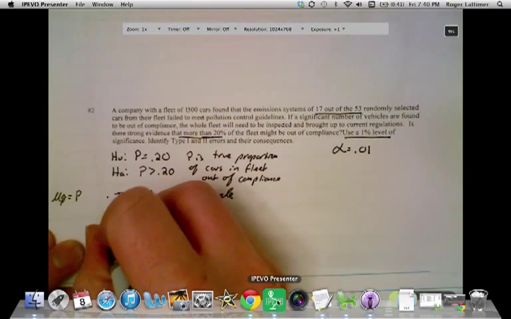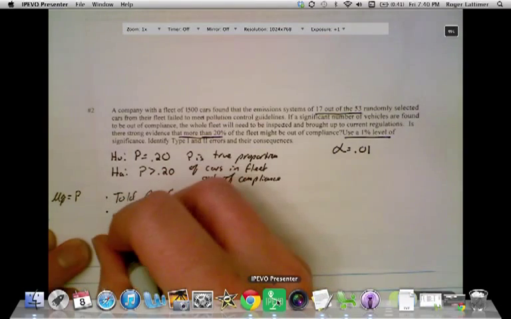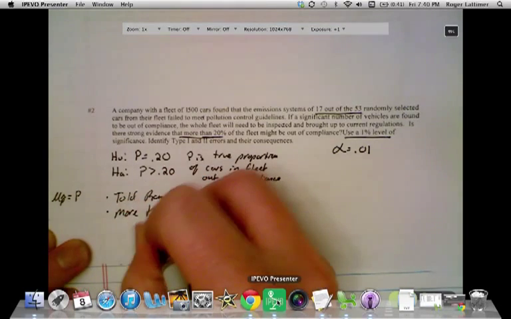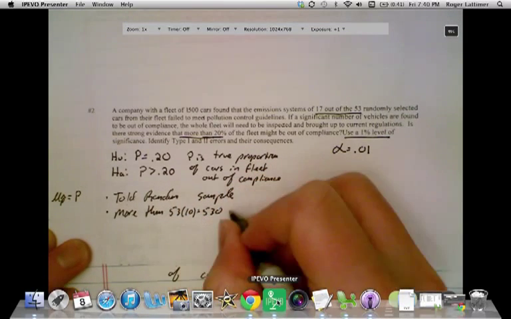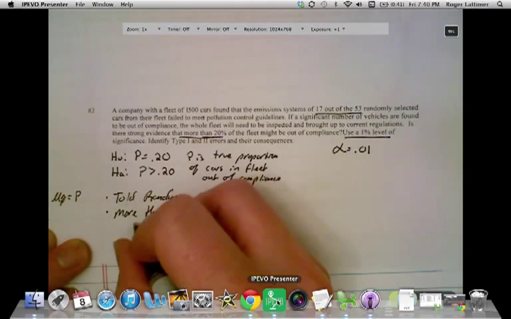All right, my next condition is that the population must be more than 10 times the sample. 53 times 10 would be 530 cars. And we're good to go. We were told there was 1,500.